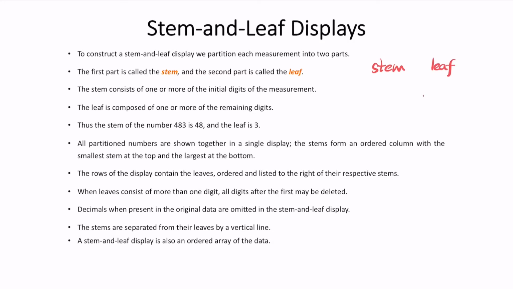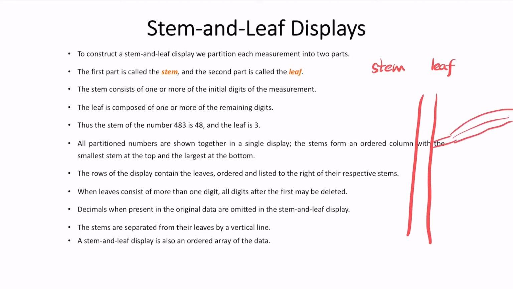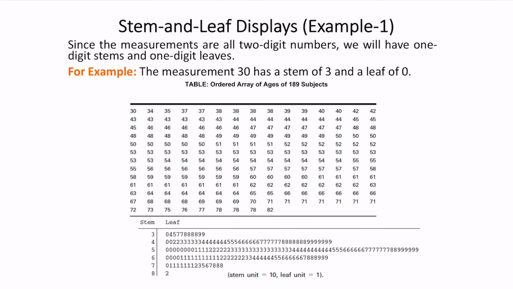Think of it like a branch, and the branch has a leaf. So this is what we are looking at. The stem here represents a certain number and the leaf represents a certain number. For example, let's say I have the data of the ordered subjects.